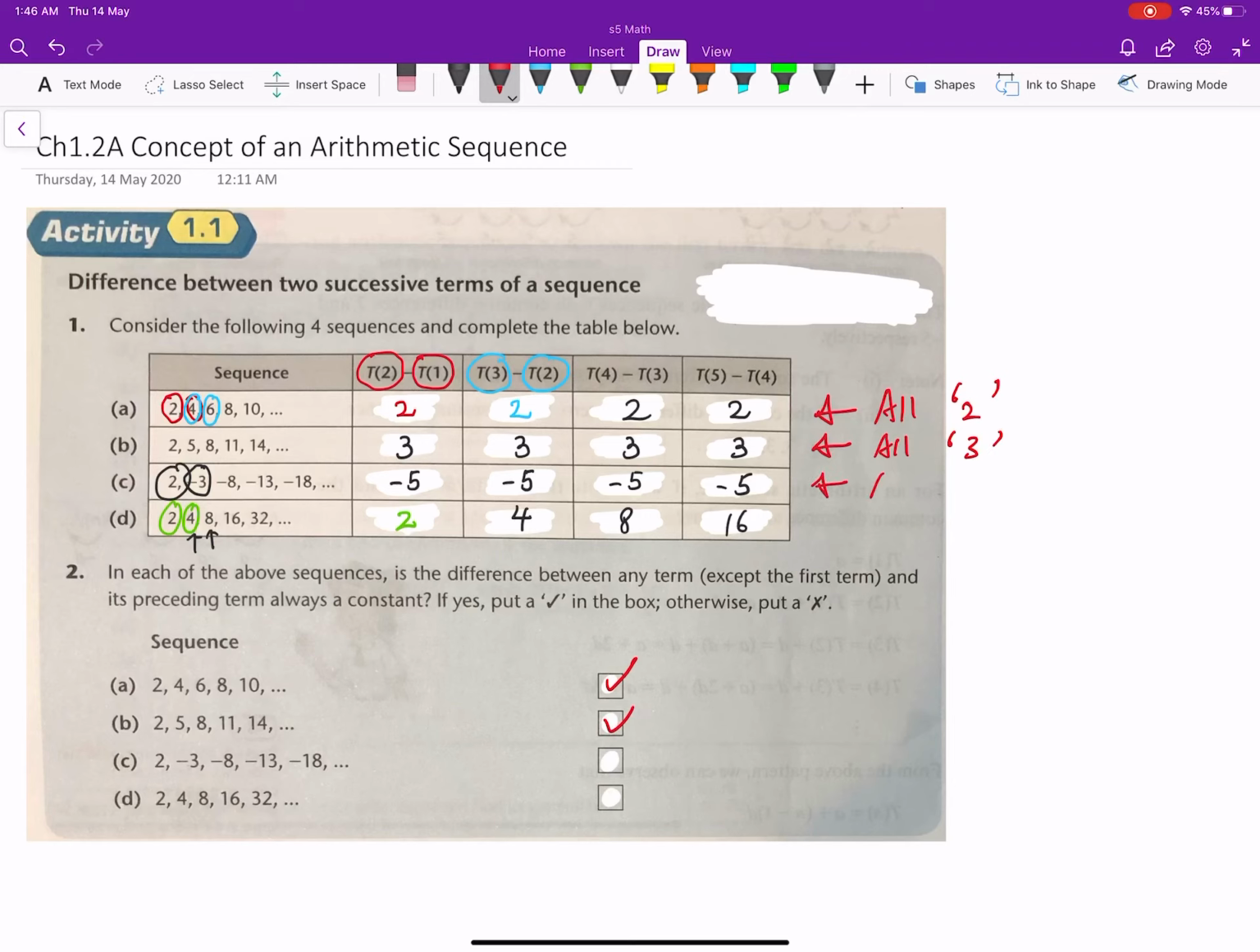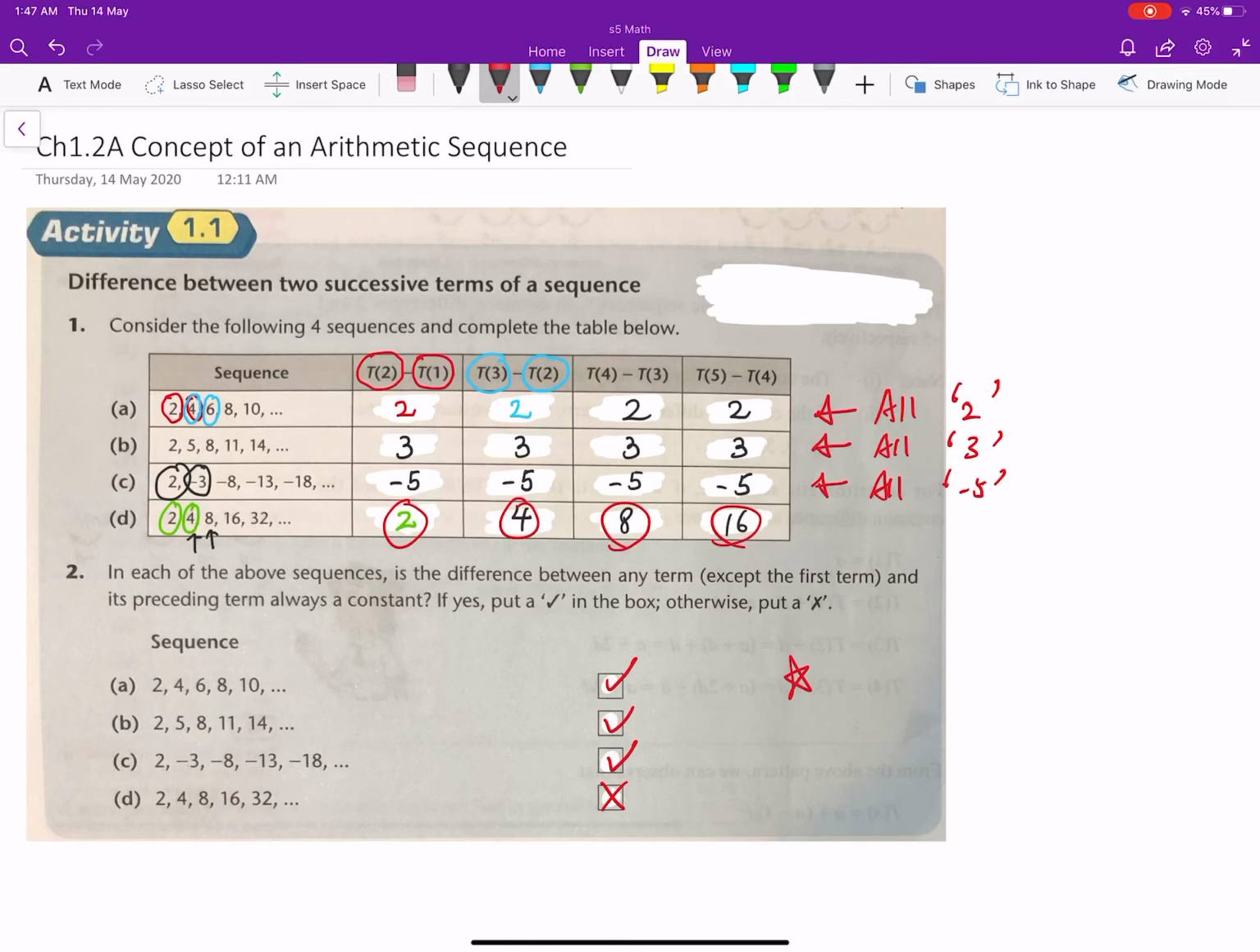And this one, how about negative numbers? Is it correct? No matter whether it is positive, negative, or even 0, it is also a constant, so this one is also correct. And for the last one, you'll find that these 4 numbers are not the same, so this is a cross. So here, actually, you already get some idea of what an arithmetic sequence is.